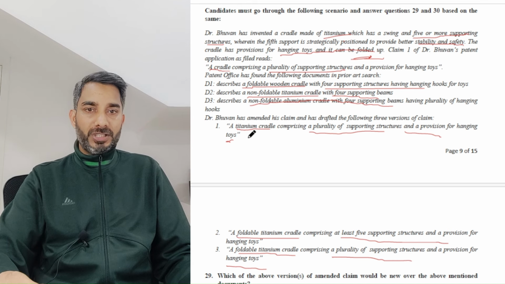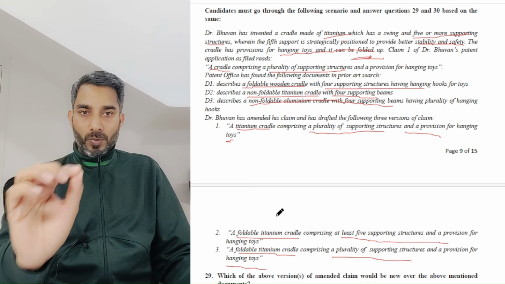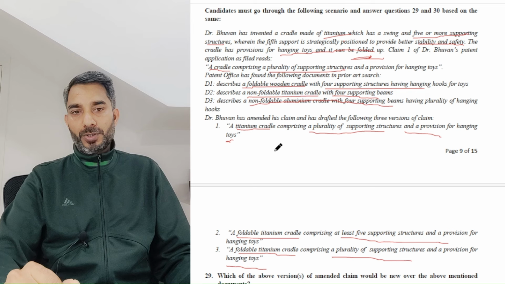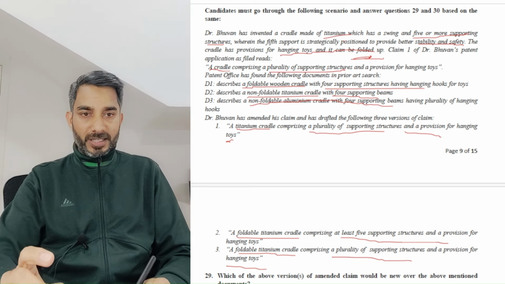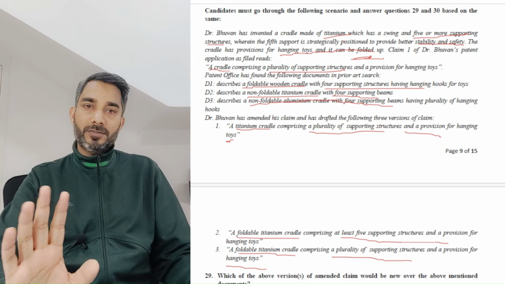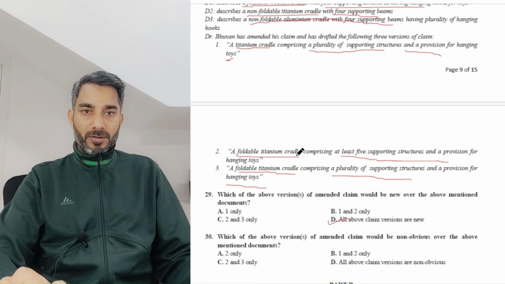So when you see these claims with respect to D1, D2, D3, there is at least one item which is missing in D1, D2, D3. So all the above versions of the claims are actually new in terms of novelty with respect to D1, D2, D3. Next one, which of the above versions would be non-obvious over the above version?